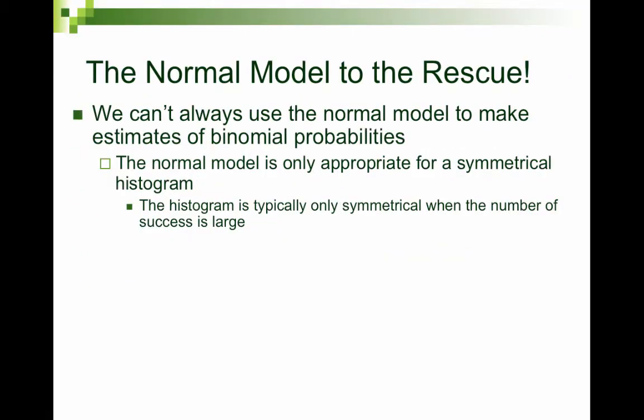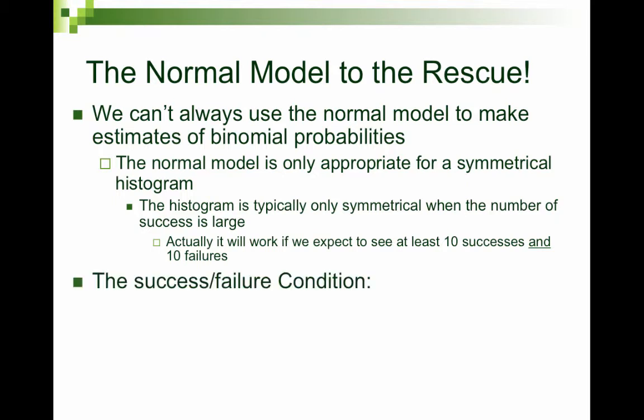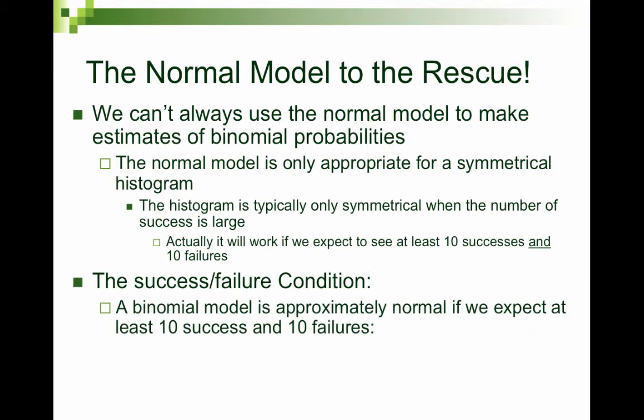So it's nice that we can use the normal model, but we can't actually always use the normal model to make estimates of binomial probabilities. The normal model is only appropriate for a symmetrical histogram. The histogram is typically only symmetric when the number of successes is large. It normally will work if we expect at least 10 successes and 10 failures. This is called the success-failure condition, which states that a binomial model is approximately normal if we expect at least 10 successes and 10 failures.